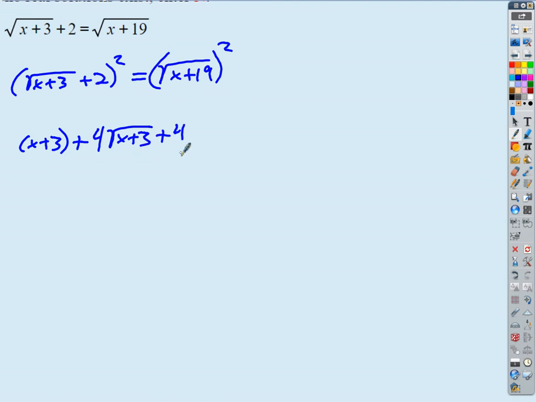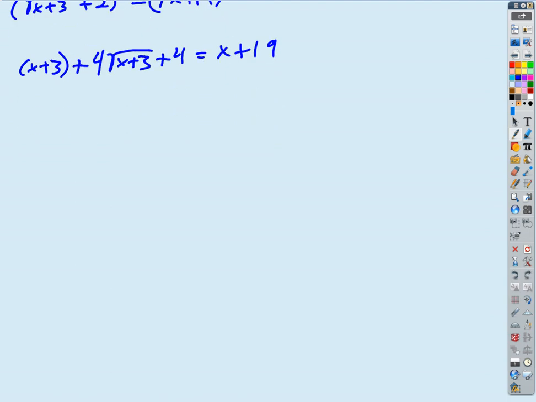Does that make sense for the left side? Just following my expansion pattern for a plus b squared. And then on this side, it just eliminates the radical. I get x plus 19. So now what? Combine like terms. So on this side, I'm gonna get x, and I get a 3 plus 4, so I get x plus 7 plus 4 times the square root of x plus 3 equals x plus 19. Now what? Subtract x.